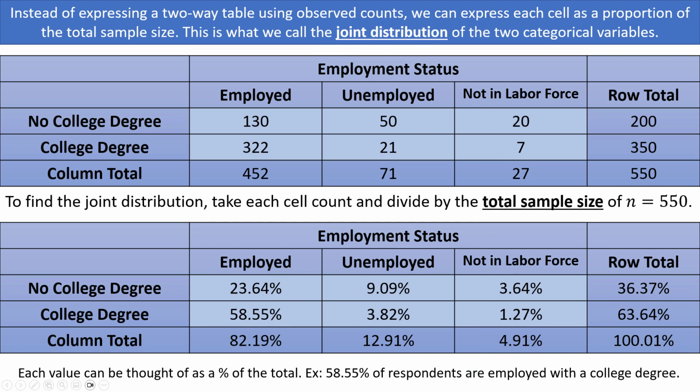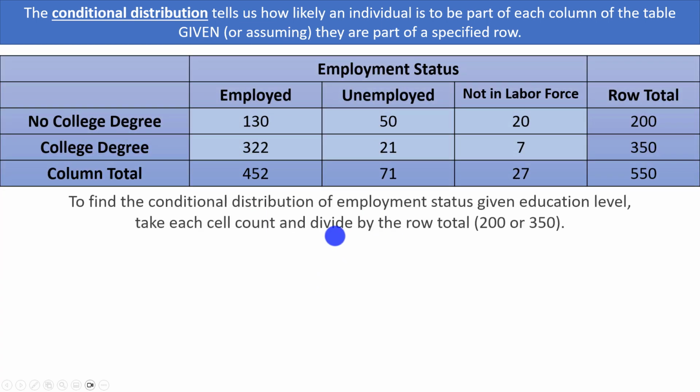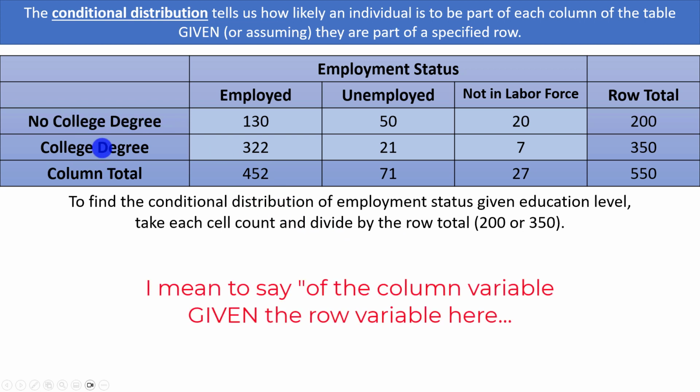Now there's one other distribution that you might want to create based on this information, and that is what we call the conditional distribution. And this is going to tell us how likely an individual is to be part of each column of the table, given or assuming that they are part of some specified row. I know that's a little wordy, so let's look at what we mean by that. The way that you find the conditional distribution would be you would take each row value and divide by that row total.